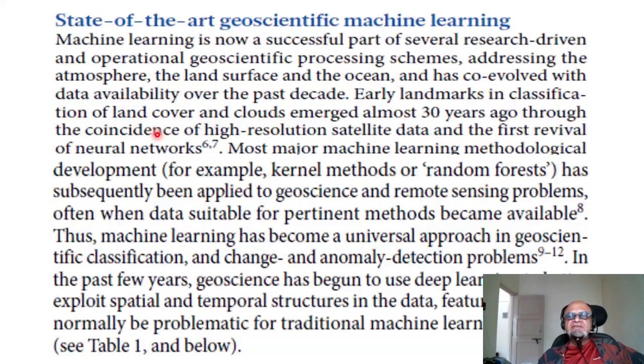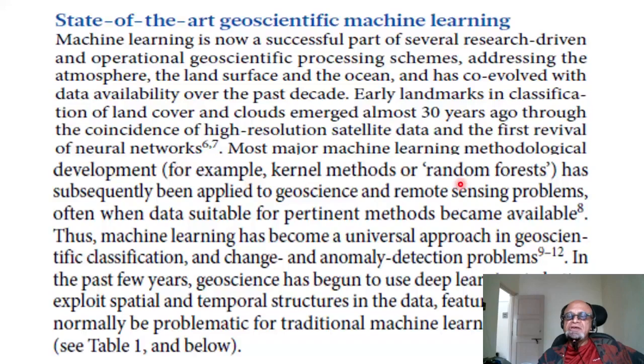Machine learning is now a successful part of several research-driven and operational geoscientific processing schemes addressing the atmosphere, the land surface, and the ocean, and has co-evolved with data availability over the past decade. Early landmarks in classification of land cover and clouds emerged almost 30 years ago through the coincidence of high-resolution satellite data and the first revival of neural networks. Neural networks revival as applied to climate problems.